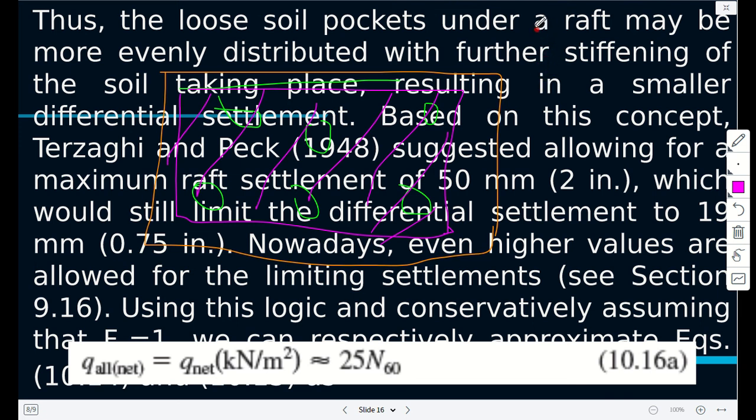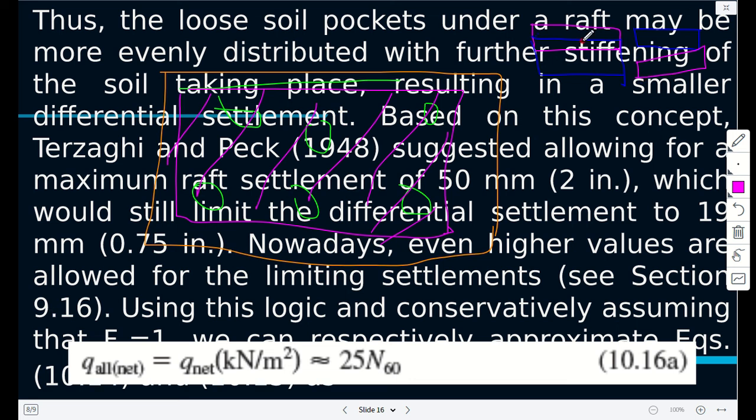Like I said before, uniform settlement is good. For example, if this is your foundation, and it settles uniformly, that's good. But if that's your foundation initially, and it has what we call differential settlement, that is bad, because that induces a lot of moments and stresses in the structure. There's some part of structures you've done that because of differential settlement.